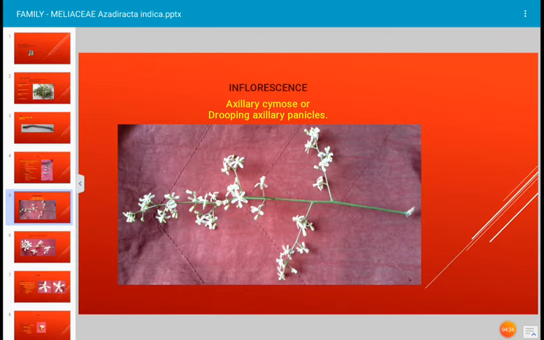This is the inflorescence of Azadirachta indica. Inflorescence, it is panicle type of inflorescence or axillary cymose, or in some books drooping axillary panicle is given. What is panicle? It is a much branched inflorescence. Panicle means it is a much branched inflorescence. The branches of panicle are often a raceme or cyme. Okay, next.